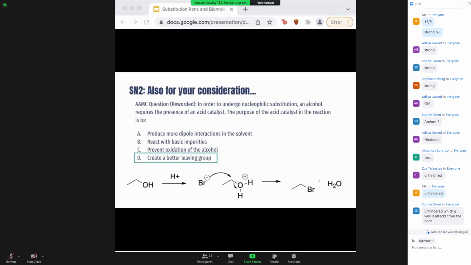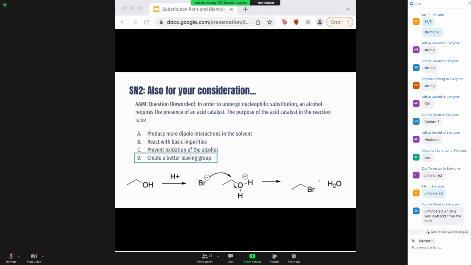So, produce more dipole interactions in the solvent. As I was saying before, with a polar protic solvent, you don't want that because the intermolecular interactions, that H bonding, etc., create a cage around your nucleophile and make it really ineffective. With B, you don't really want it. It's not wrong, like it would react with basic impurities, but that doesn't really make sense for the question.